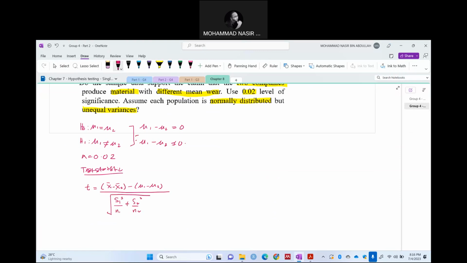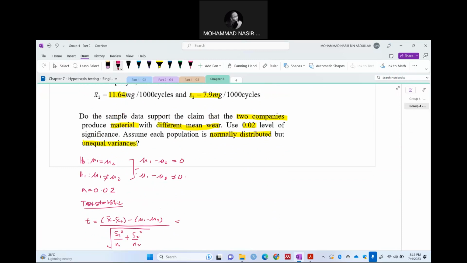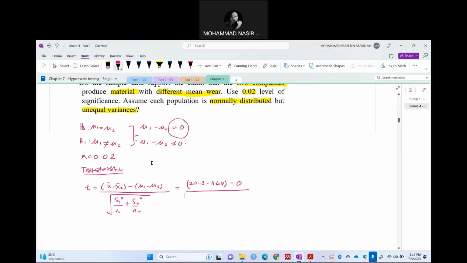Okay. So this one should be equal to the value of sample mean 1, which is 20.12, minus the average for company number 2, which is 11.64, minus 0. So where do we get 0? From here, right? Mu1 minus mu2 equal to 0. So divide by the standard deviation for company number 1, which is 1.9.